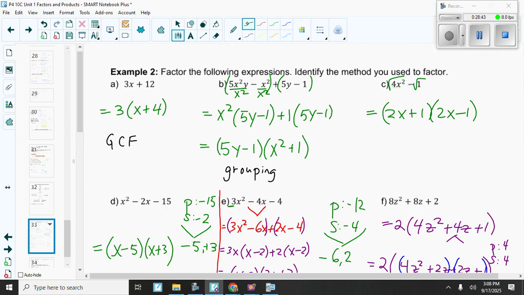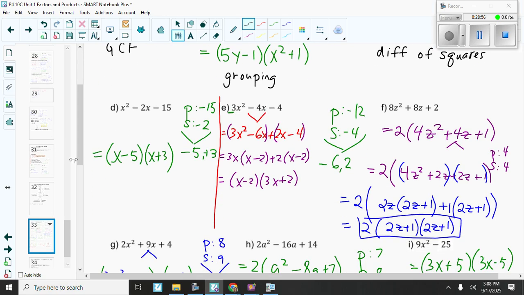Okay, this one, difference of squares. If you want to shorten it, you can say diff of squares. That's fine. Or you can write out difference of squares. For D, this one was a simple trinomial, so we did the product sum method.